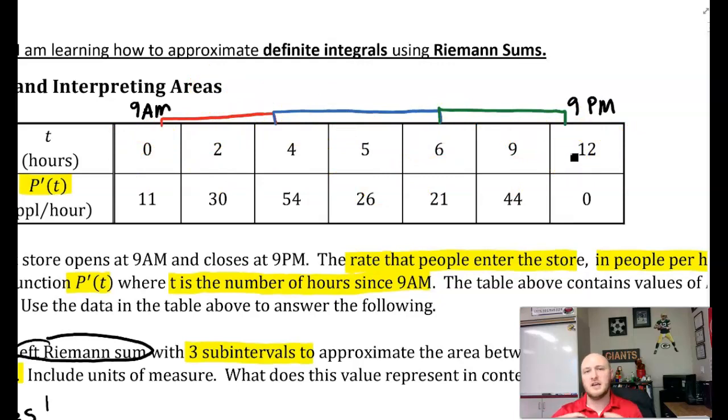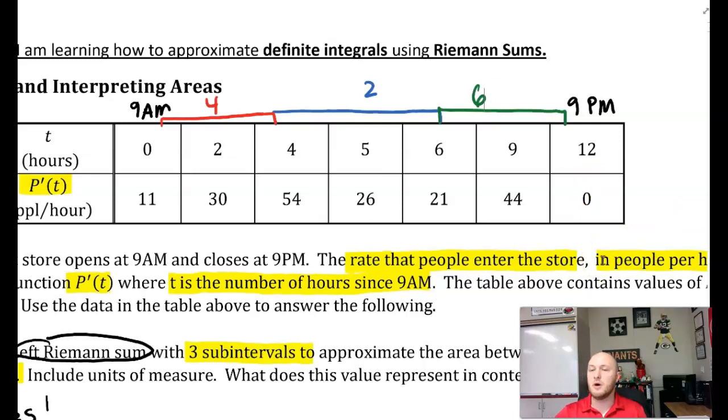Notice if it was not indicated by the table, 0 to 12, and it was equal subintervals, I would divide 0 to 12, so 12, by 3, which would be a width of 4. So 0 to 4, I have that interval, but notice, do I have 4 to 8? I don't have data on 8. So they want it indicated by the table, so here are our widths. Just making note, our first width is 4, our second width is 2, and our last width is 6. Okay, so there are our widths.